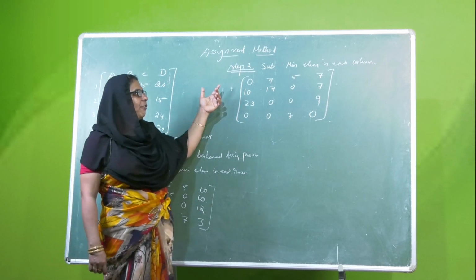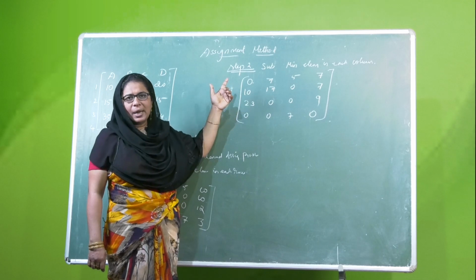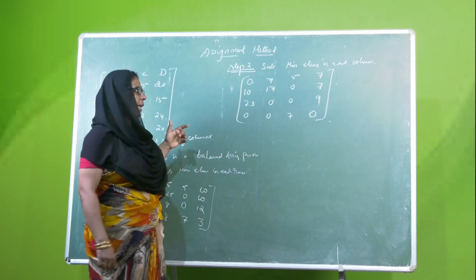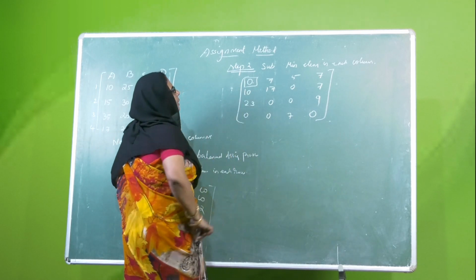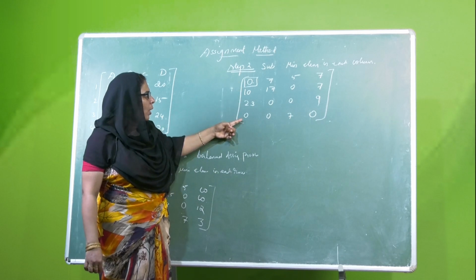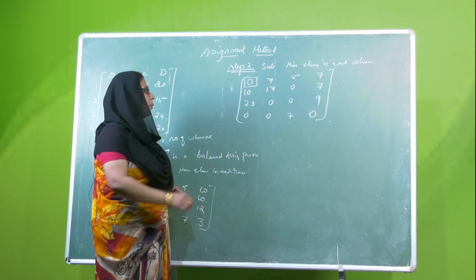Okay. So, in the first row, how many zeros are there? In the first row, only one zero. So, we have to allocate it. So, in our first row, we allocate that 0. If any corresponding zeros occur in its column, you make them a cross.